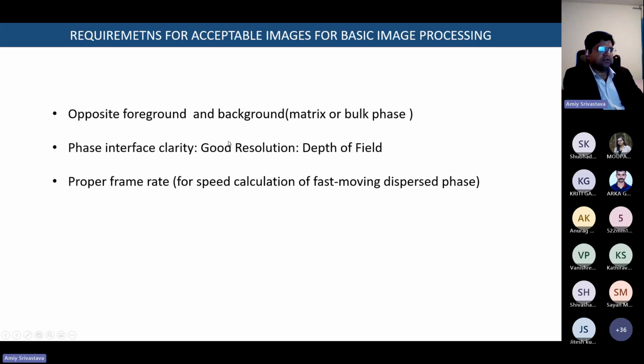Even some advanced techniques cannot resolve clearly if you don't have a distinct foreground and background. Suppose you are making a physical model, and the color of the bubbles is white, and your background is also white. When you take the picture, you see everything is white.